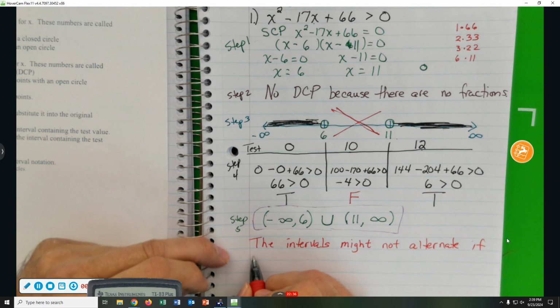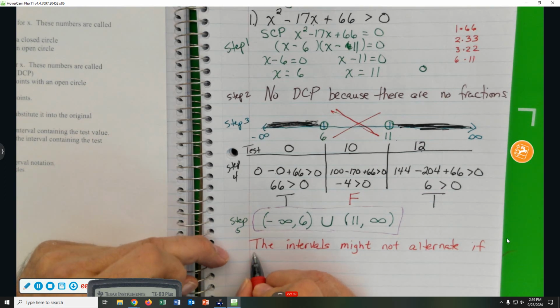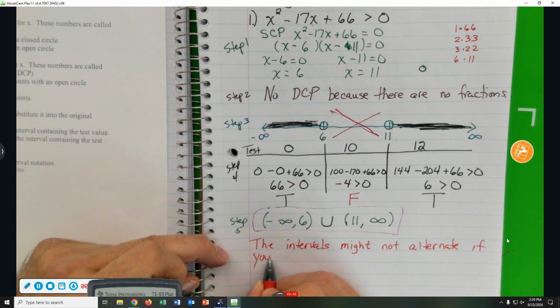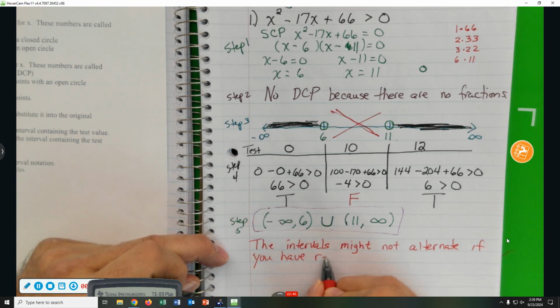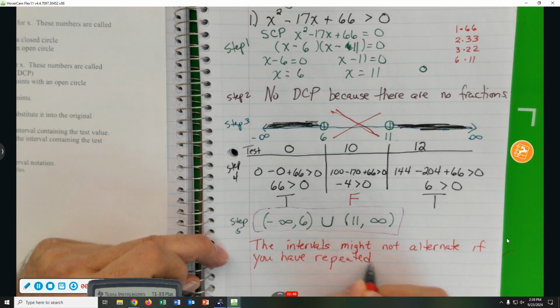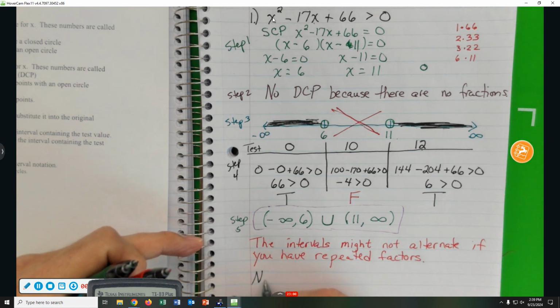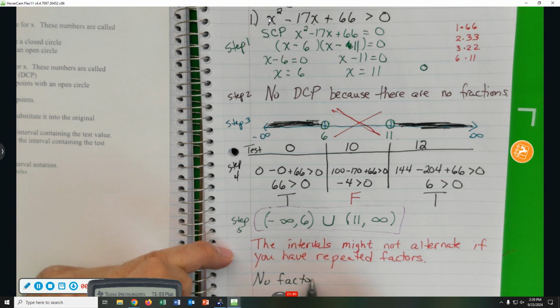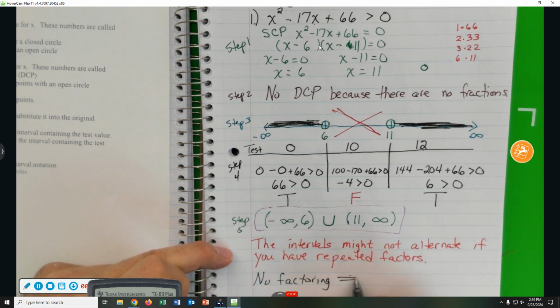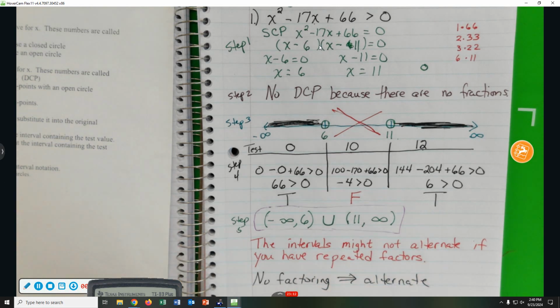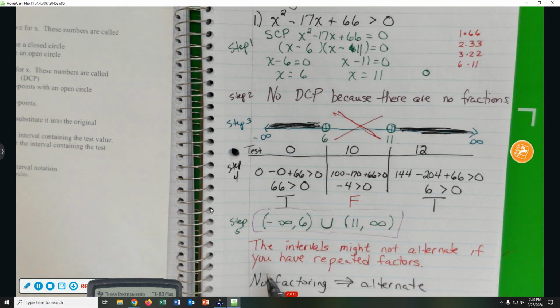if you have repeated factors. Now, suppose the expressions are linear. You don't even have to factor it, okay? Suppose that we'll see some problems where there are no x squares to begin with. Then you can rest assured they're going to alternate. If you test one interval and it's true, the one beside it is false, and so on. And this is a huge deal because it'll save you from having to check every one of those intervals when you're going through the process.